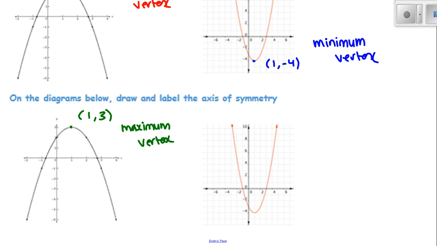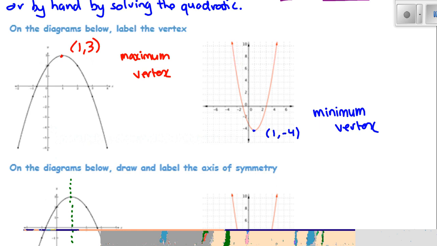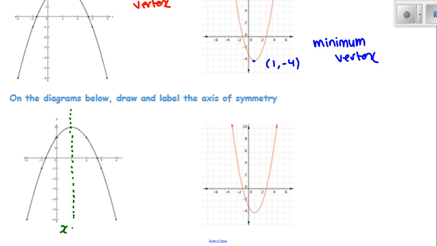Oh, we weren't asked for that. We're asking for the axis of symmetry. It is the same graphs, but they're asking for different things. So here we want the axis of symmetry. Just a dotted line cut through the center. We already know the vertex is at 1 and 3, so the equation of the axis of symmetry is just x equals 1, because it's a vertical line. On this one, cut through the center, just draw it in there, and it's x equals 1 as well.